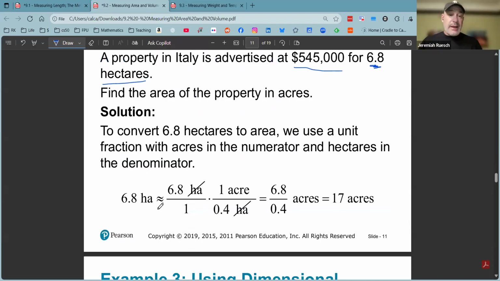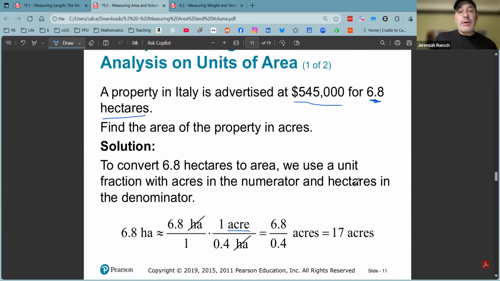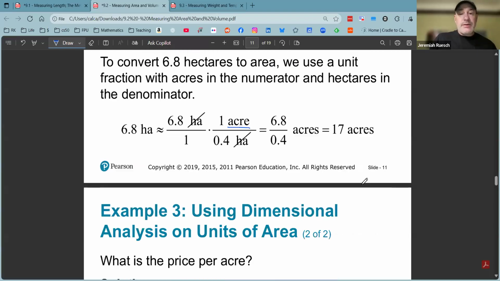Okay, so if we take the 6.8 hectares, we want acres on top, so we want to get rid of the hectares, and so we put 1 over the 0.4 hectares. That'll cancel out the hectares, and we're left with 6.8 times 1 acre divided by 0.4, which gives us approximately 17 acres. Okay, so that's a pretty good sized chunk of land in a different measurement.